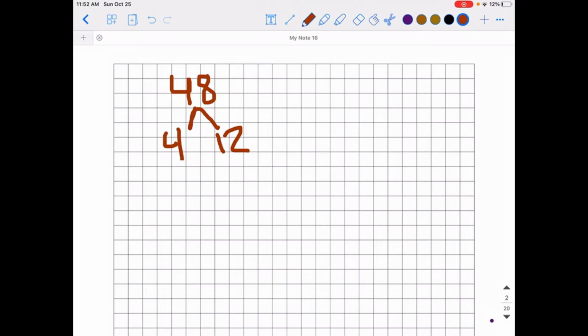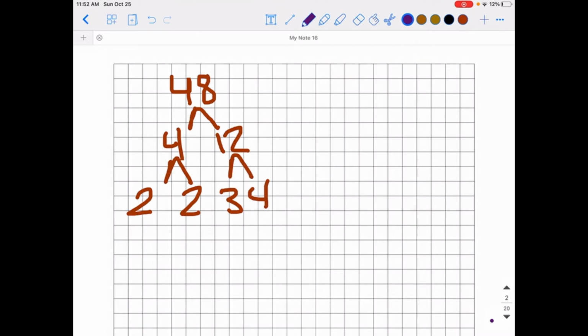Now I would factorize this even further. First, you want to say, okay, is 4 a prime number? It's not a prime number because 4 has 3 factors: 2, 1, and 4. So does 12. 12 has more than 2 factors, so it is not a prime number. So since it's not a prime number, I can break it further. 4, I can break further to 2 and 2, and 12, I can break further to 3 and 4.